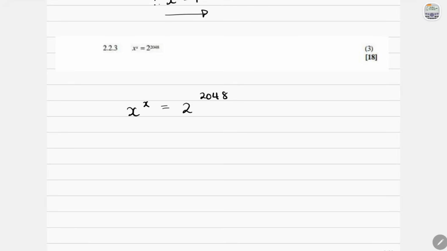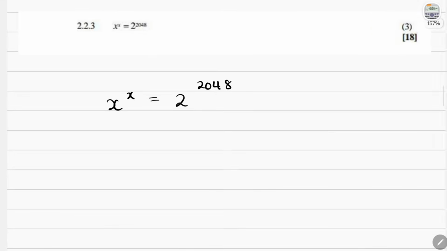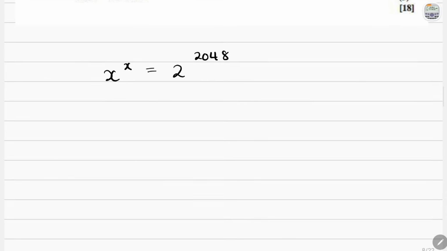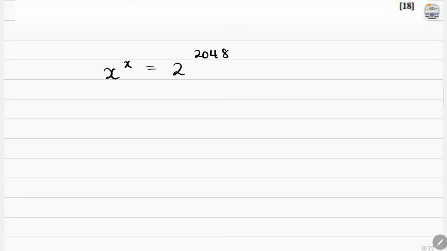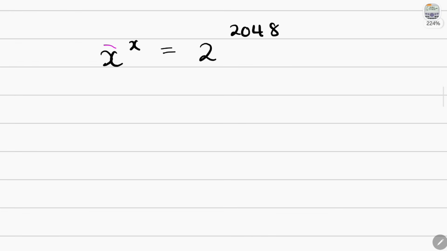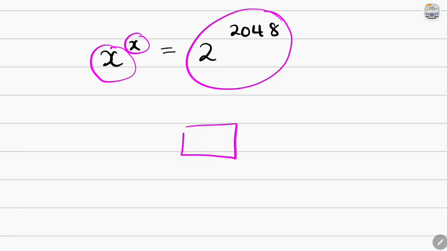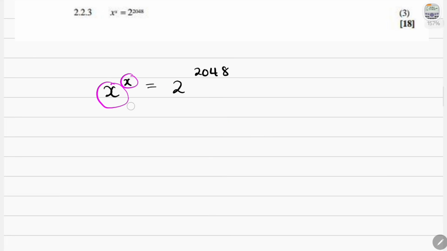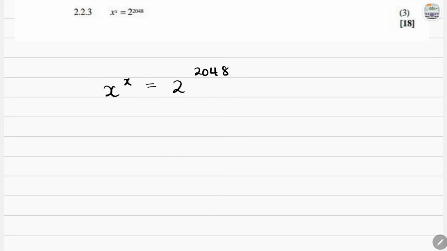Question 2.2.3, we have been given x to the power of x is equal to 2048. So we need to solve for x. So what to the power of what is equal to this number? How can we express this number as a number to the power of the same number? Okay, so we're just going to think about how we can break this up.